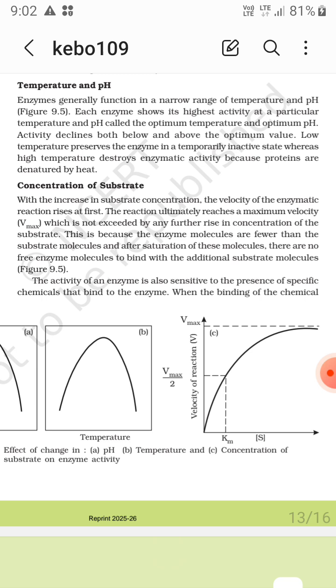Why does this happen? This is because the enzyme molecules are fewer than the substrate molecules. So even if you change the concentration of substrate, since the enzyme molecules are fewer, after saturation of these few molecules with substrate molecules, there are no free enzyme molecules to bind with the additional substrate molecules.